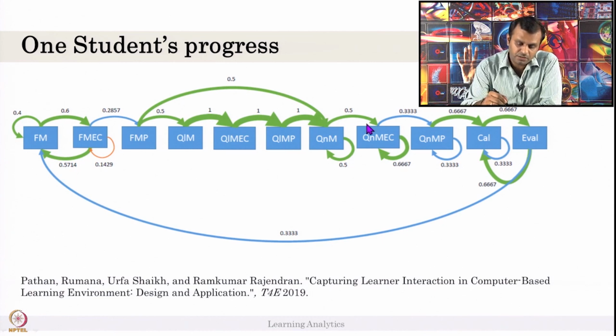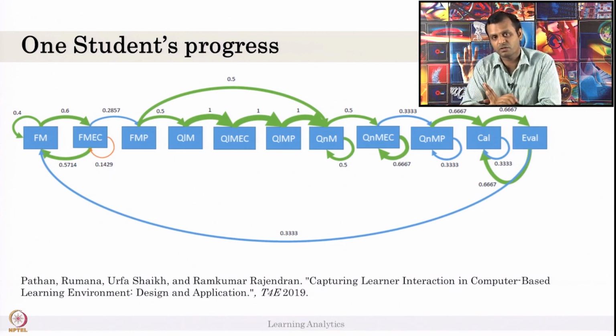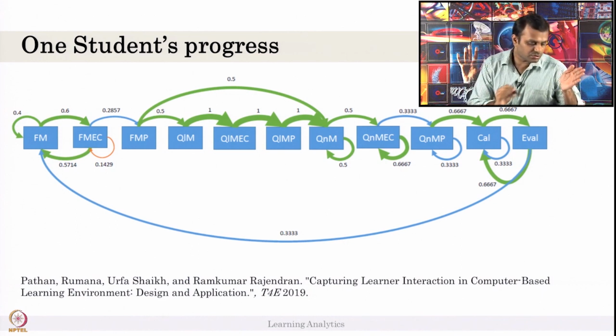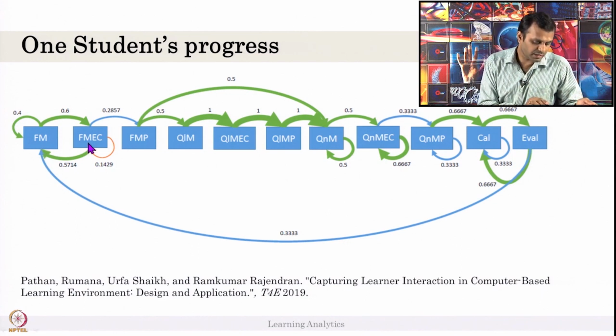The colors are very different. This green color indicates above 0.4. This color indicates less than 0.4 but above 0.2, like the blue color. This indicates less than 0.2. This is one student's interaction behavior in a modeling system. The student who started with the functional model did the contextualization, then planning a bit, but most of the time goes back to the functional model.